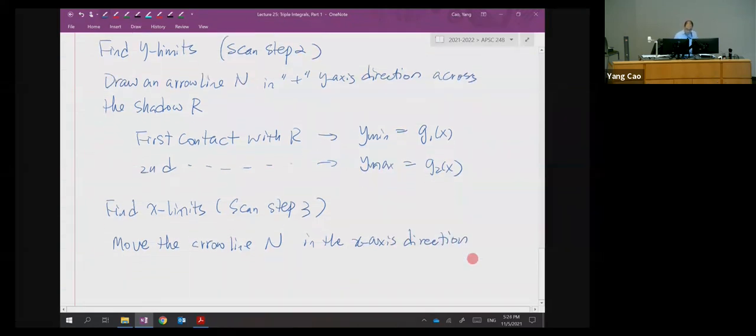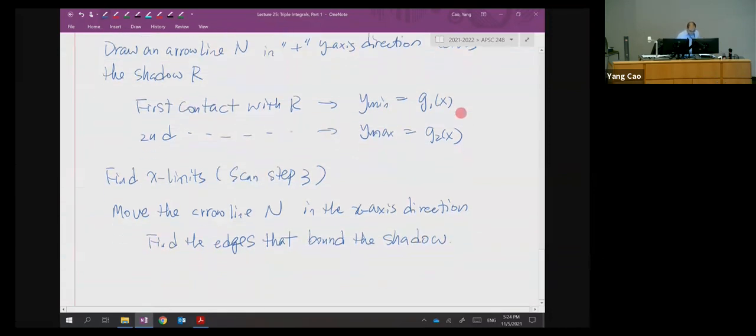Okay. So when you're moving this, you're trying to find the edges. Find the edges that sandwich the region R, or the shadow. Try to find the edges that bound this shadow. So you will have two edges. One edge gives you x min, and the other edge will give you x max.